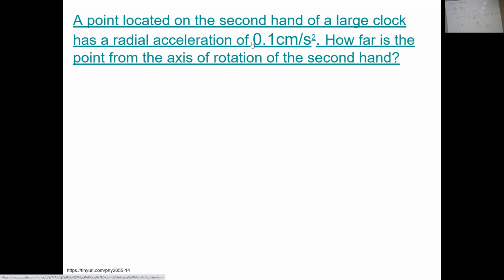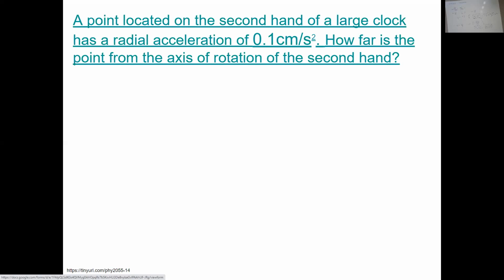Although we just looked at the i j component, I don't think this one is related to the i j component. You can just use the magnitude of the acceleration. This acceleration is in the radial direction, that means the centripetal acceleration. And it's asking how far the point is from the axis of rotation of the second hand. So this is like, what would be the radius of this point?